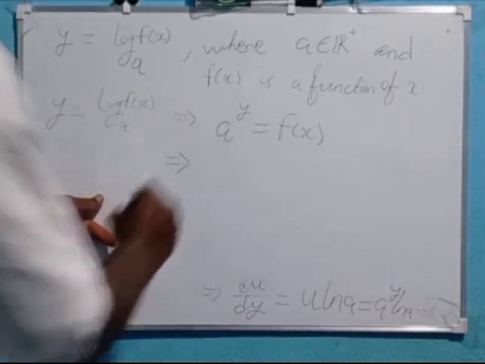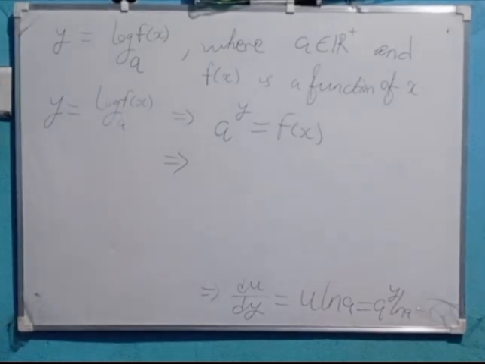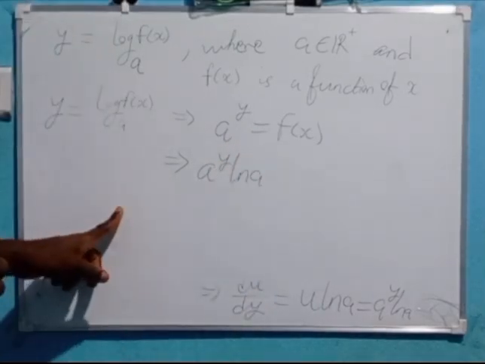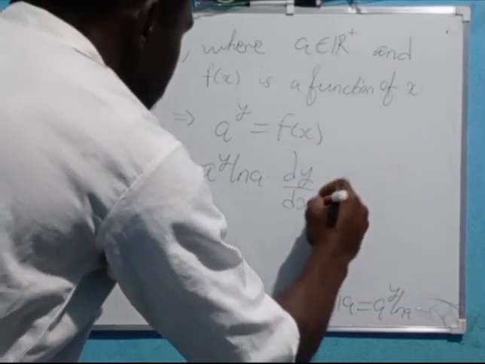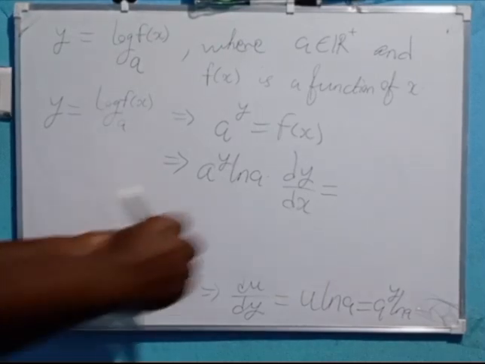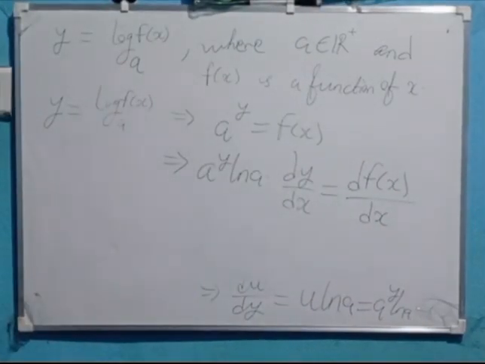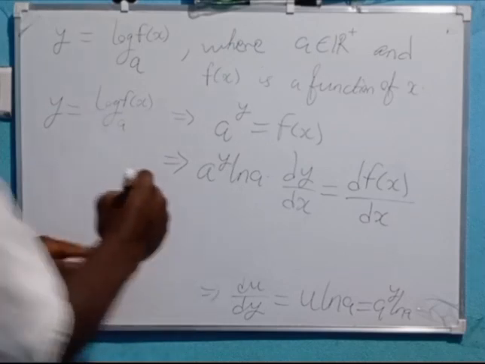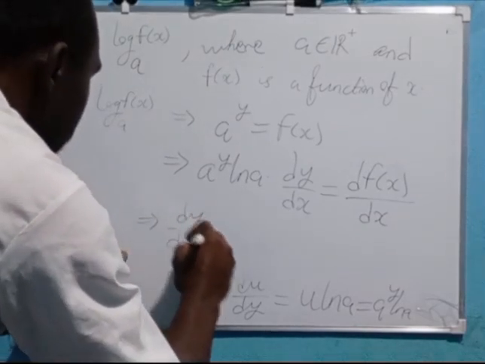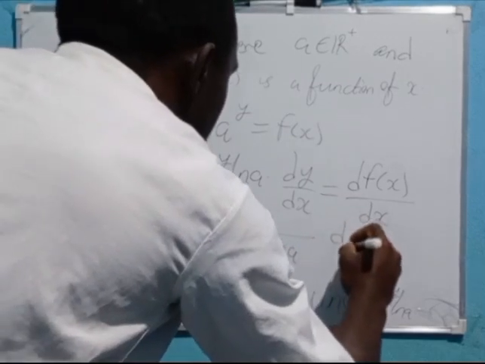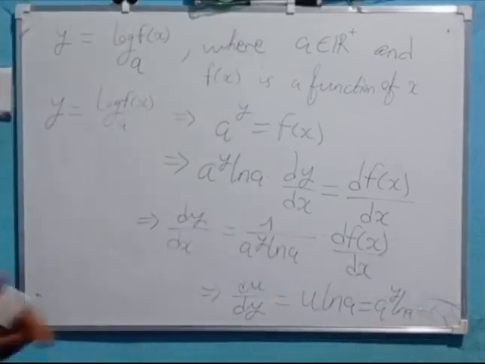From here we continue. Differentiating both sides with respect to x, the derivative of e to the power y is simply e to the power y ln e times, since we are differentiating with respect to x, dy over dx, is equal to the derivative of f of x with respect to x, which gives us f prime of x, that is df of x on dx. We are looking for dy on dx, so we divide both sides by e to the power y ln e. This will imply that dy on dx will be equal to 1 all over e to the power y ln e times df of x on dx.